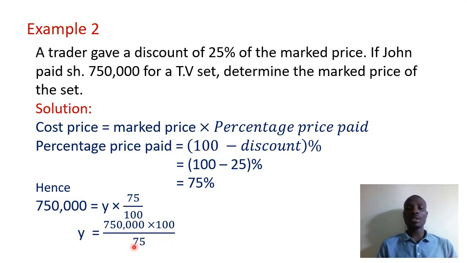Even without use of a calculator, 75 divided by 75 gives you 1. 75 by 75 is 1. So we shall have 10,000 times 100, which will give us 1 million. So it implies that the marked price of the TV set is 1 million shillings.